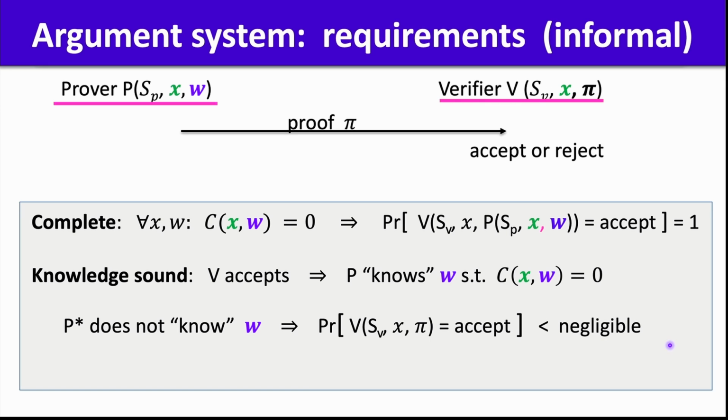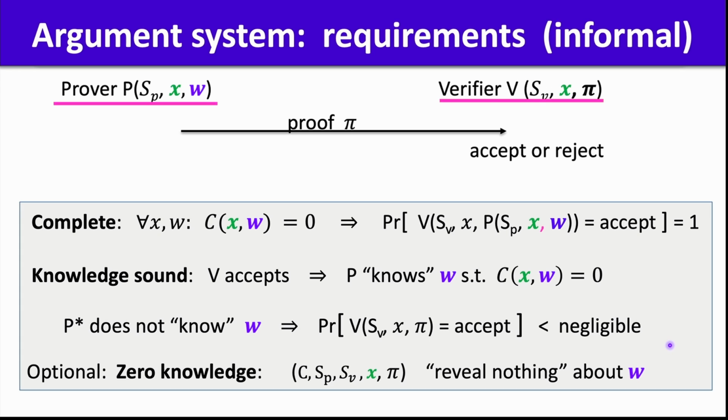So those are the completeness and soundness properties. And then there's an optional property, which is called zero knowledge, which says that if you look at the proof pi along with everything else that the verifier knows, so the circuit, the parameters, the statement, and the proof, that reveals actually nothing about the witness W. Okay, so in some cases, we need zero knowledge. In other cases, we don't need zero knowledge.